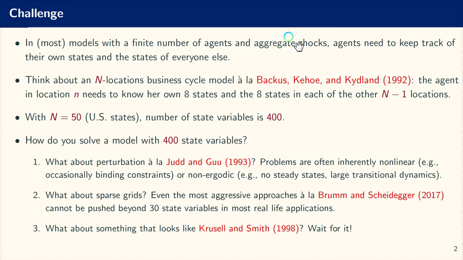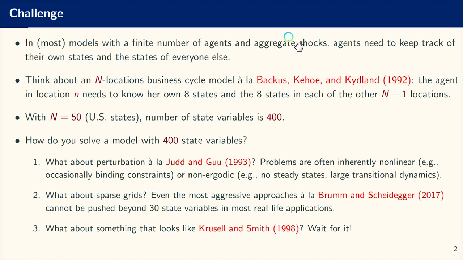They have two countries, so they need to solve for 16 variables, which is to use a variation of a perturbation à la Judd and Gu, for instance, a first-order approximation. You can also use some type of linear quadratic approximations, which under certain circumstances are equivalent. But we often deal with problems that are inherently nonlinear.